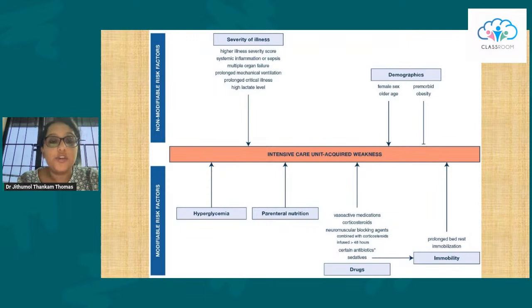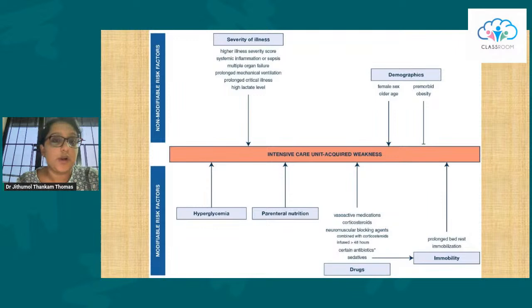Then you have the modifiable risk factors, that is hyperglycemia. You can take measures to control your patient's blood sugars in the ICU. Then parenteral nutrition. If you start parenteral nutrition early on, that is within the first 7 days itself, there is a higher chance of developing ICU acquired weakness. I'll be speaking about it in the subsequent slides. Then, of course, steroids, prolonged use of neuromuscular blockades, and if you give steroids along with neuromuscular blocking agents, continuous infusion for more than 48 hours, antibiotics, prolonged immobilization. So these are generally the risk factors for developing ICU acquired weakness.